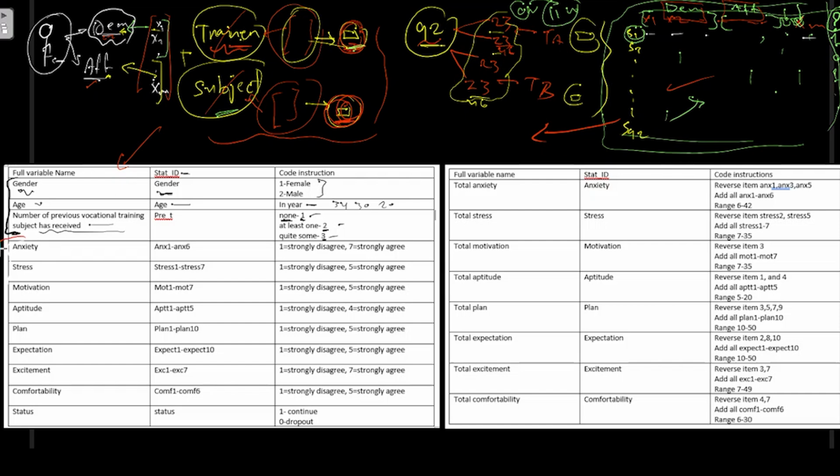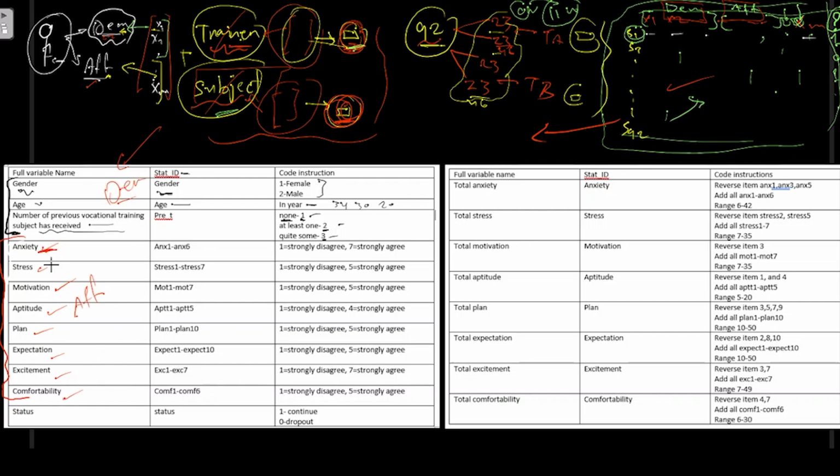And then we have this list of affecting variables. We measured the level of anxiety, stress, motivation, aptitude, and plannability about the subject. Be careful, we're talking about the subject, not planning in general as a characteristic. Then the expectation, the level of excitement about the training itself, and the level of comfortability.